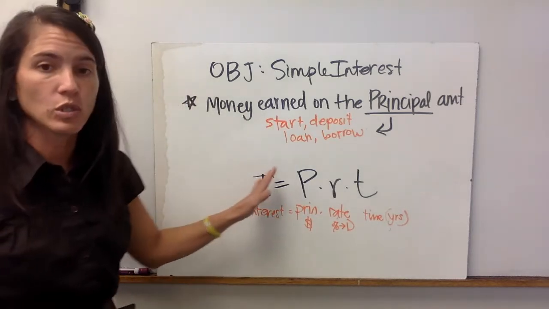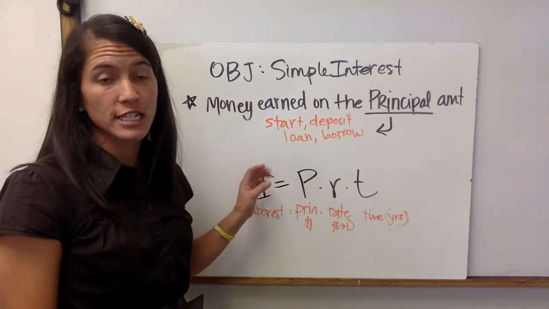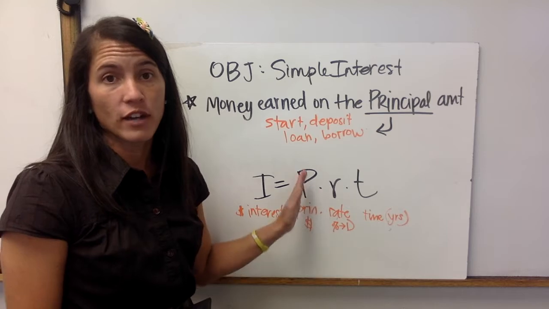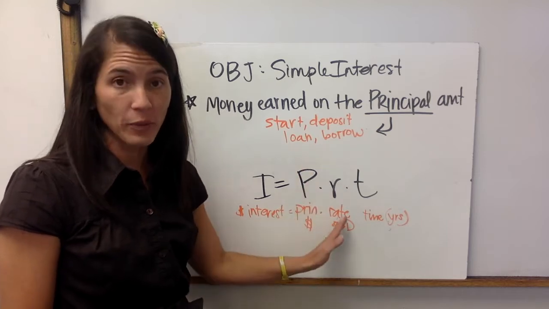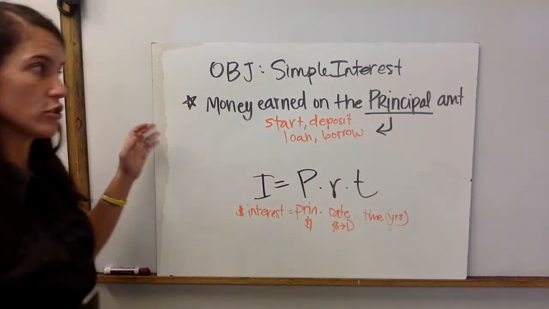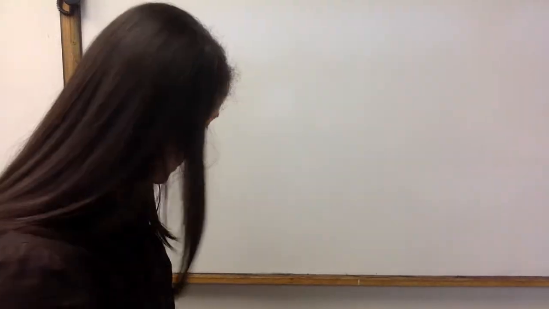So I equals P times R times T. The interest that you earn is a mathematical formula based on how much money you put in, what the rate is, and how long you leave the money there, and that will determine your interest. So let's get started with some examples. Example 1.